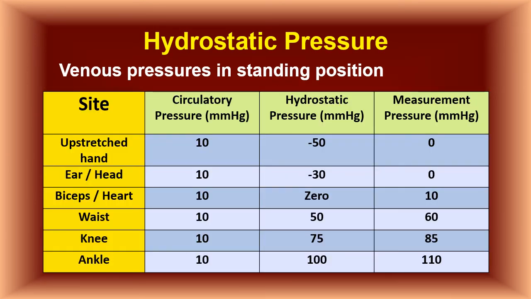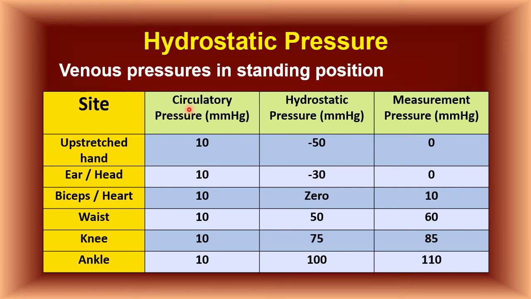So now in these two coming slides, we will talk about the effect of hydrostatic pressure on the venous and the arterial pressures in our body. Okay, and we know that the total pressure, or the measured pressure, is the summation of circulatory pressure plus hydrostatic pressure. Hydrostatic pressure, this is the one that we measure by the column of blood.